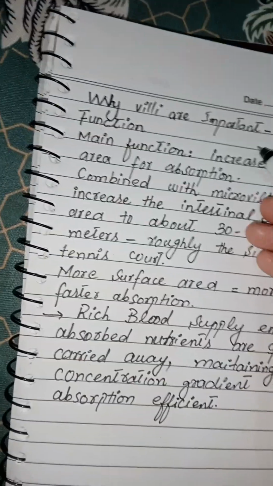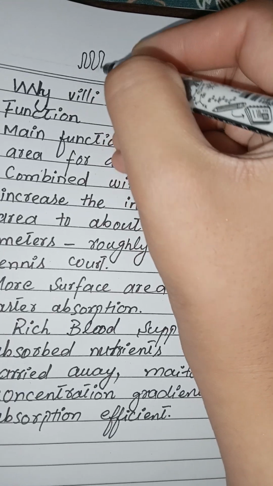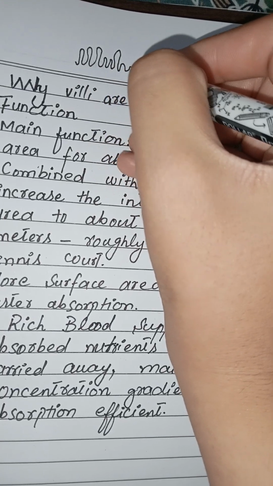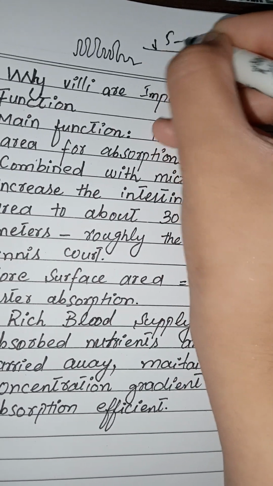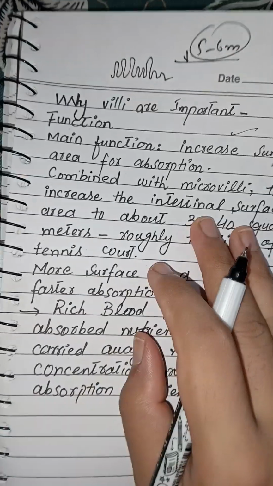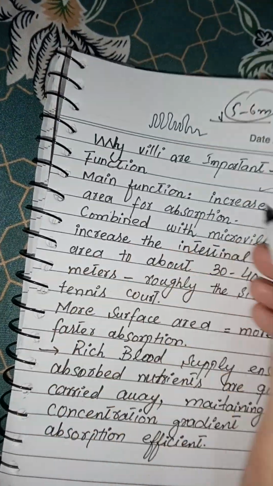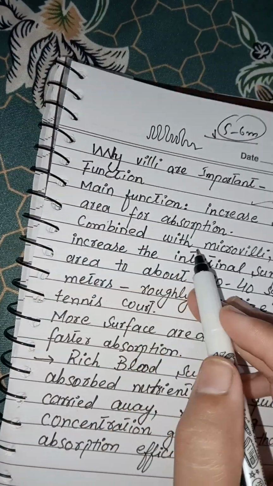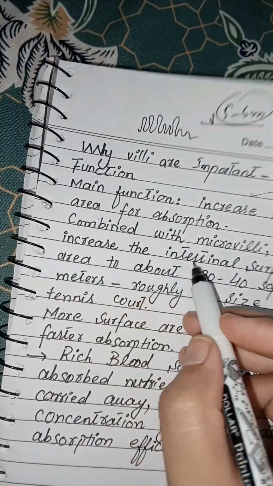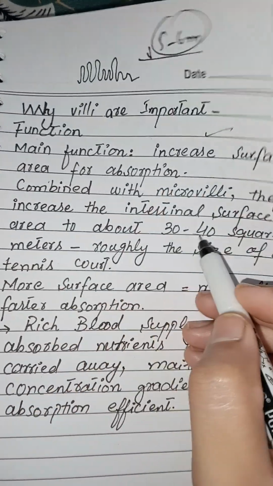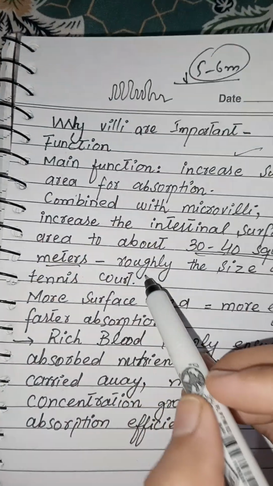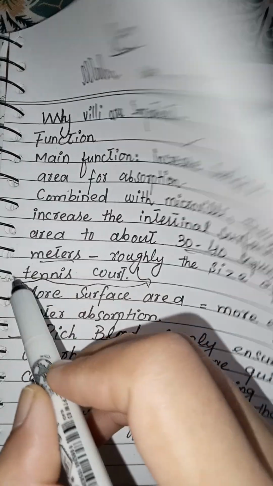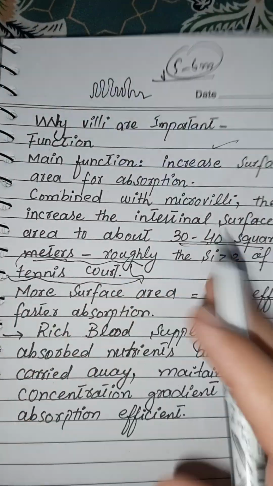The next portion is why villi are important. Their main function is to increase the surface area for absorption, as there are many foldings present, and the intestine is about 5 to 6 meters long. Combined with microvilli, they increase the intestinal surface area to about 30 to 40 square meters, roughly the size of a tennis court. You can imagine it by comparing it with a tennis court.